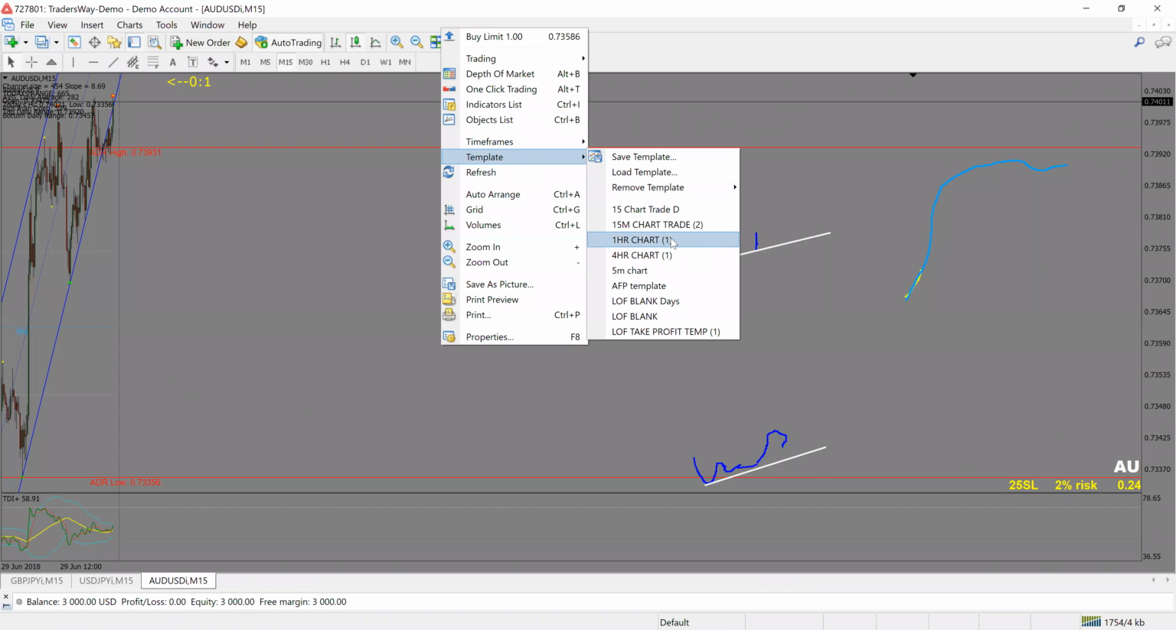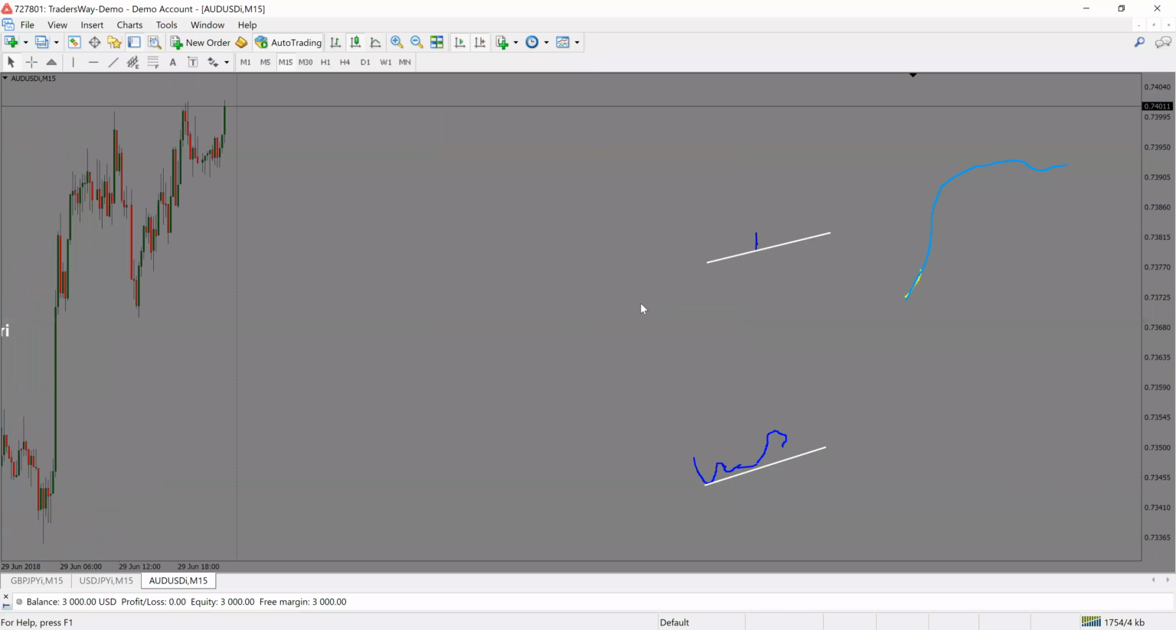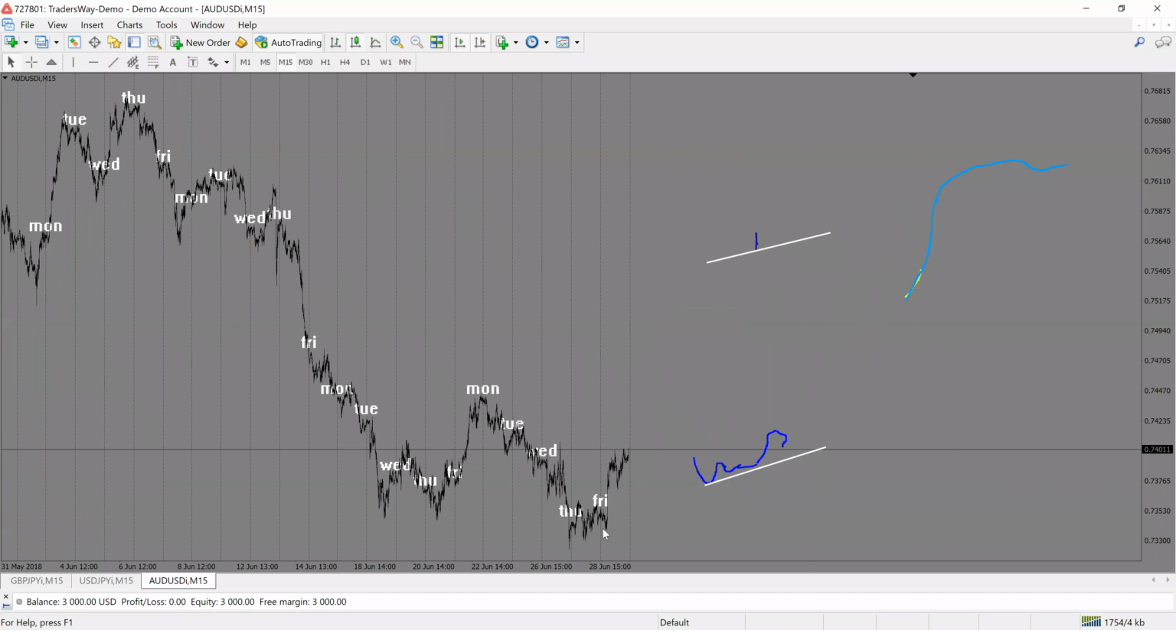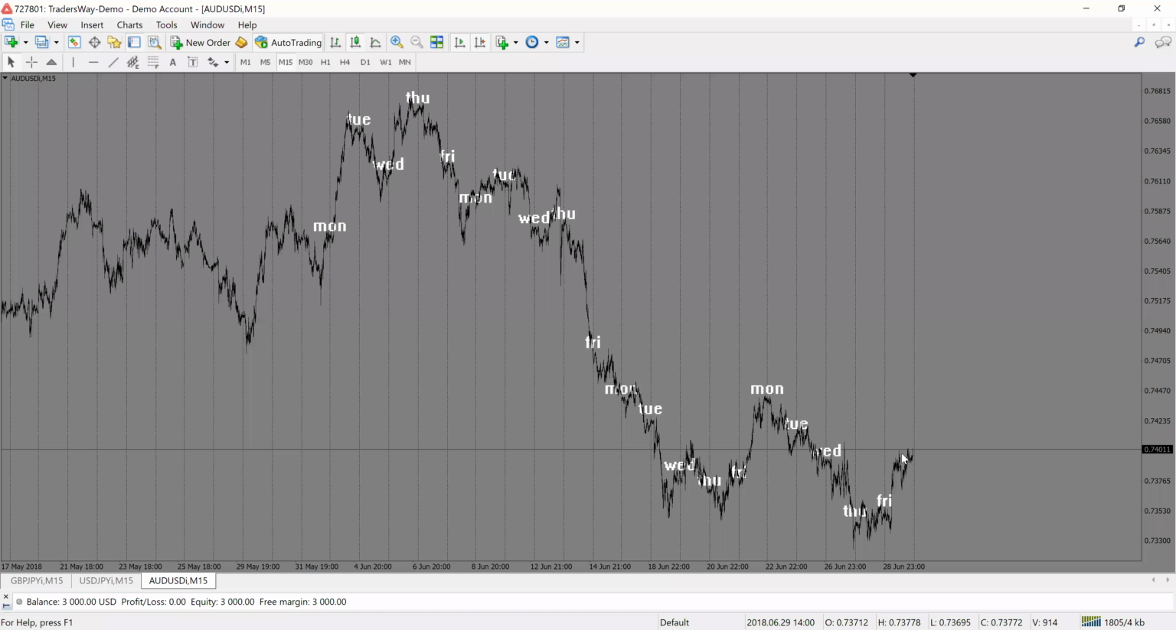One hour chart. Oh, here, one hour. LF blank days. So I like to use a blank one to draw patterns. It's more clear. Clear all drawings. It's a lot clearer to see when you zoom out, see what's going on. Look at these big patterns. Look at this big bearish pattern right here.